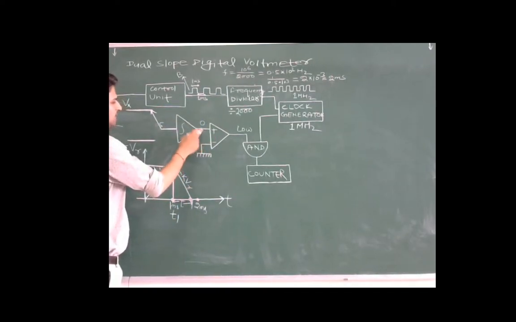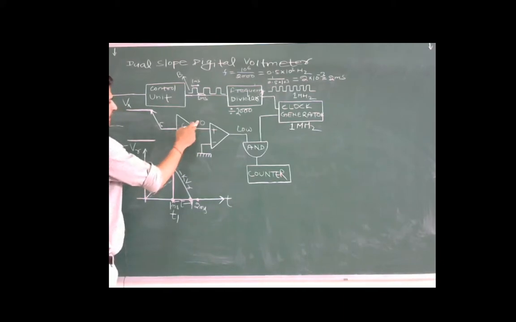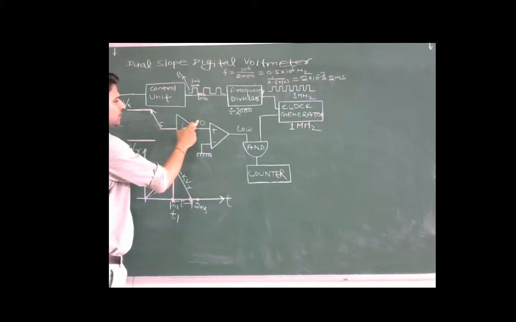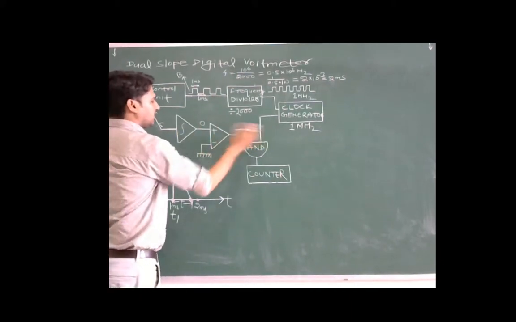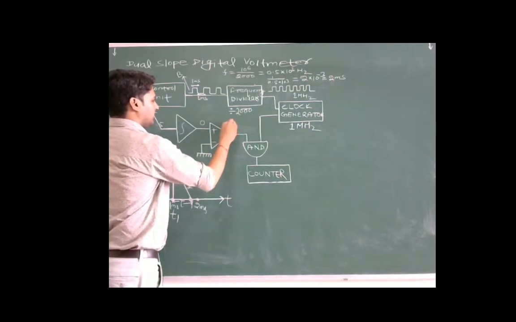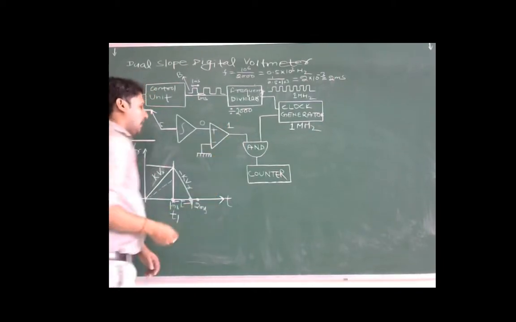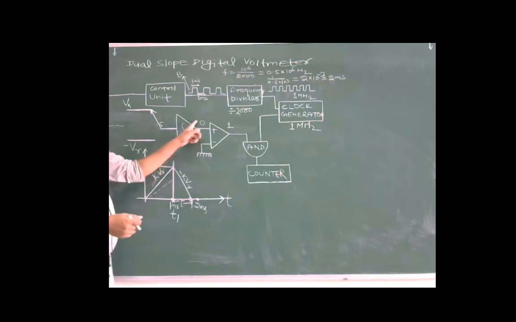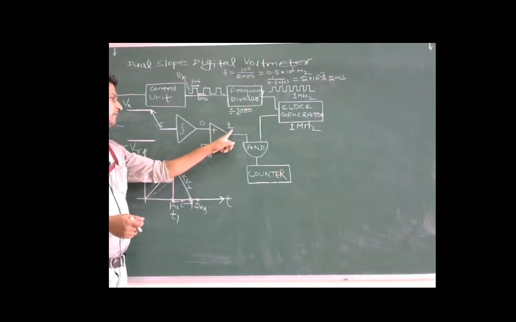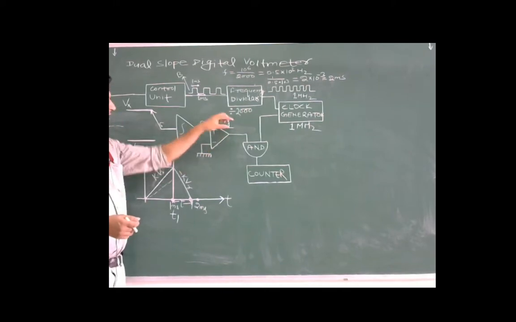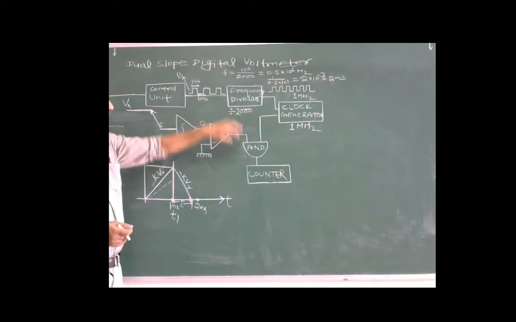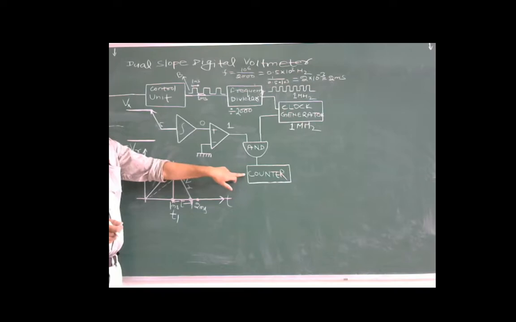So until the integrator output is greater than 0, the output of this comparator will be high, meaning 1. Until the output of the integrator is greater than 0, the value of the comparator will be 1, and until this value is 1, the counter will keep counting.